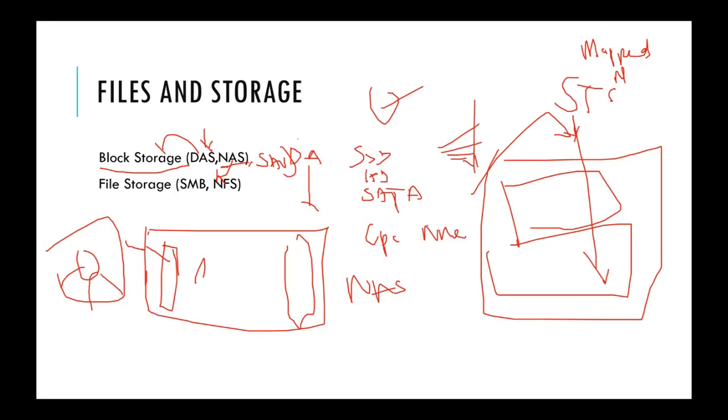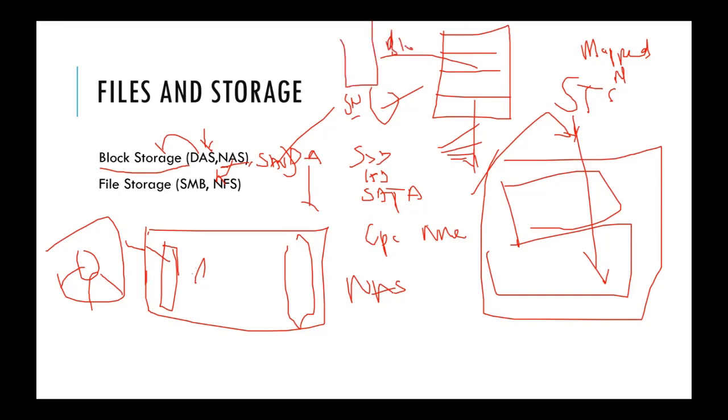Then you have SAN, storage area network. For this SAN, what you have is a chunk of block storage. It is broken down into further chunks and assigned to a server to also use as a block.